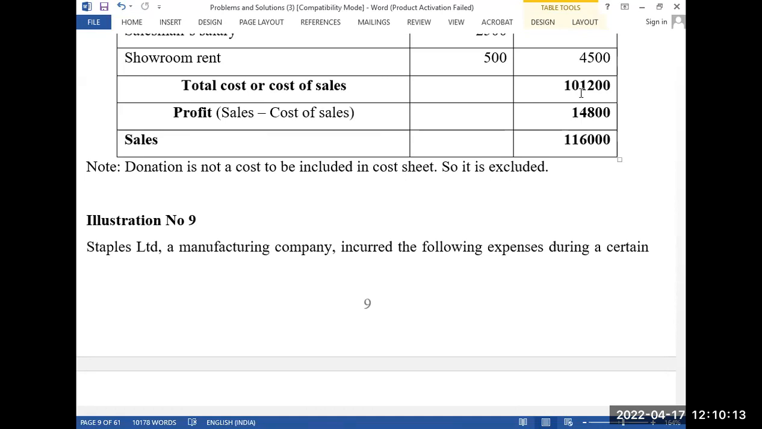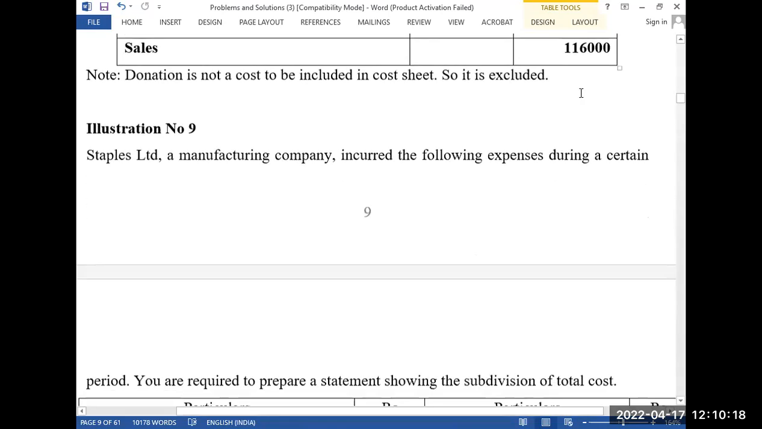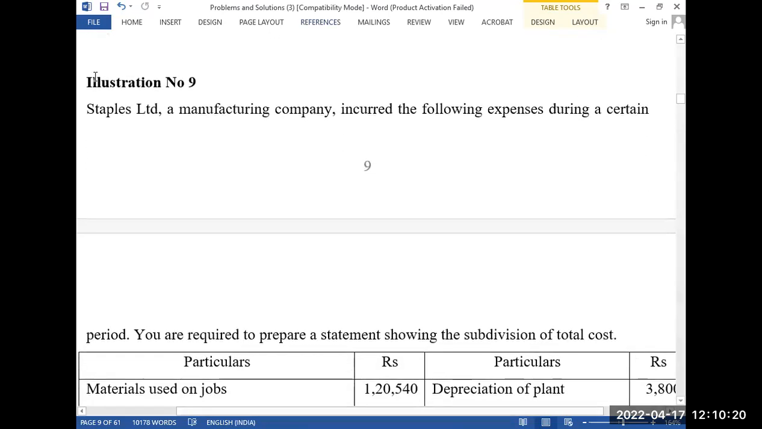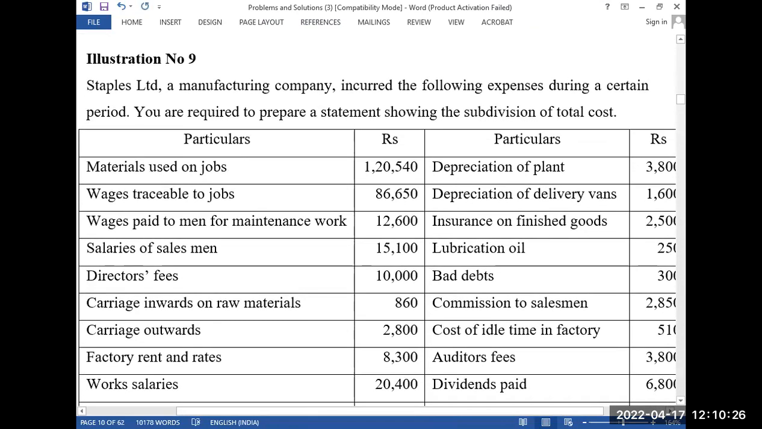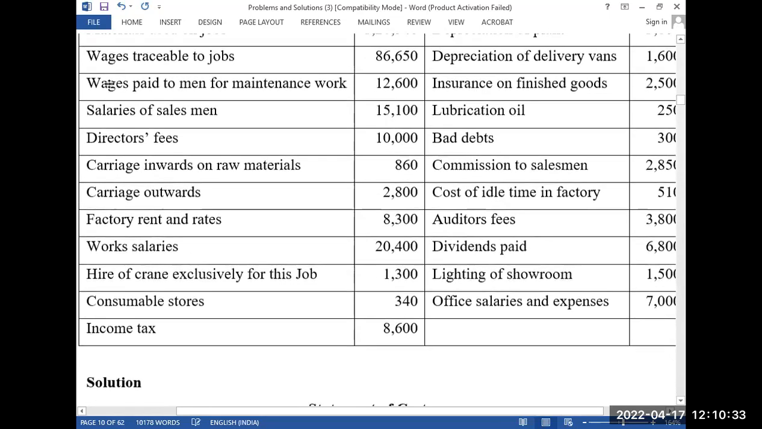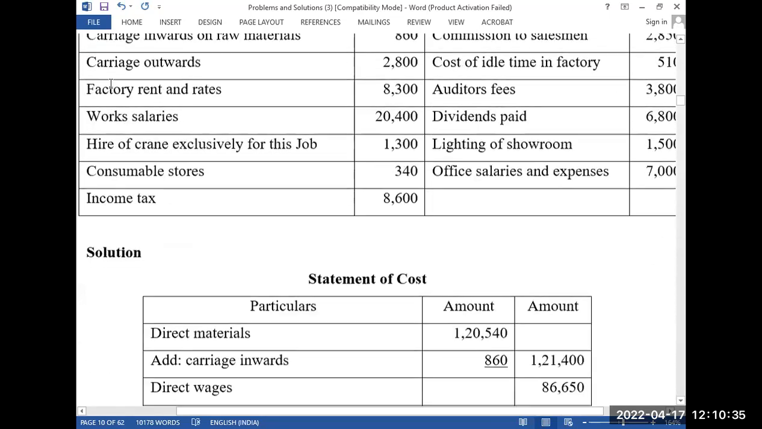Look at another question. There are so many questions in this file. This is for my regular class, so it has a lot of questions and more illustrations. You can work that out a little later. One more thing you can take is the adjustment of opening and closing stock. We have not done that. In this case also it is not there.